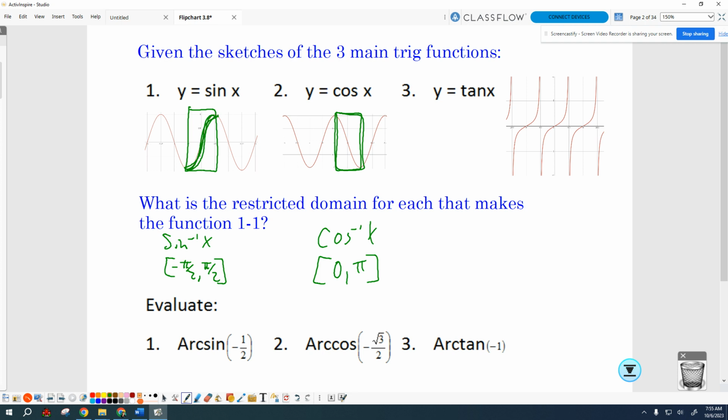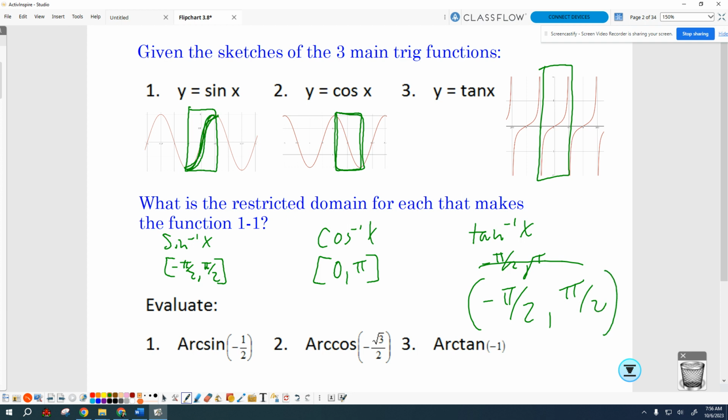Tangent, AP exam is obsessed with tangent, tan inverse, just all of it. It loves tangent because it does lots of great things. Tan inverse is almost the same thing as sine, but not inclusive. Wow, and I can't write anymore. Okay. Round. Negative pi over 2, comma, pi over 2. Okay.